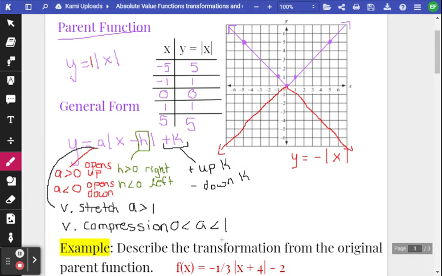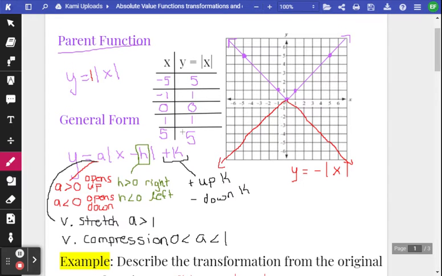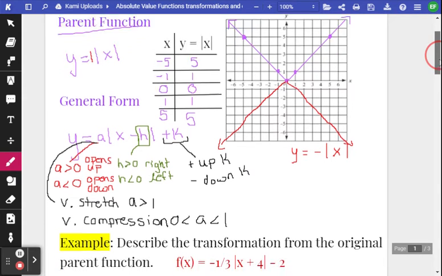It's considered a vertical compression. So the compressions are those wider graphs, and the stretches are the skinnier, taller graphs. So that's 4 different transformations that we've talked about. K does one thing, H does one thing, A does 2 things. So make sure we talk about both.